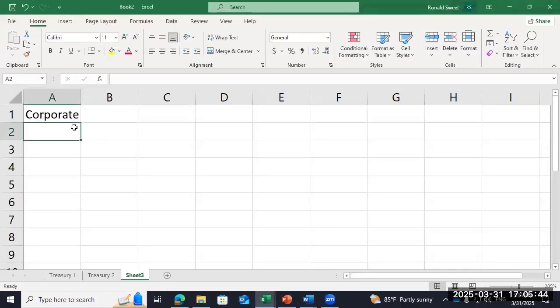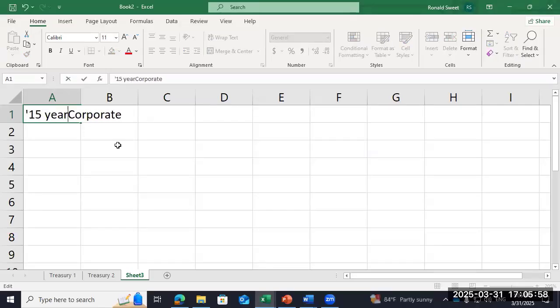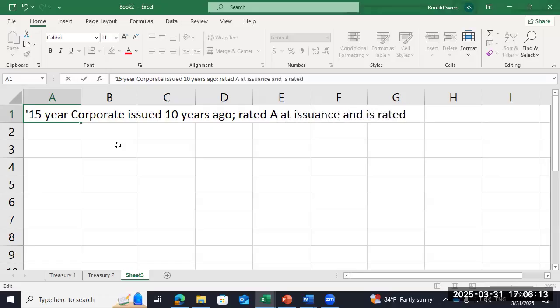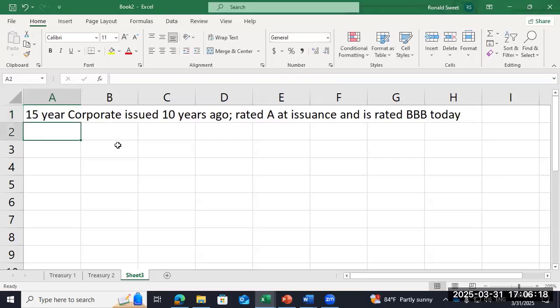We're going to price a bond. We'll get started. I don't know if we'll be able to finish it. Once you get this, the coupon and the yield and all of that, it works exactly like the Treasury. So let's say this is a 15-year corporate issued 10 years ago, rated single A at issuance, and rated single A today. All right, so what is the term here?